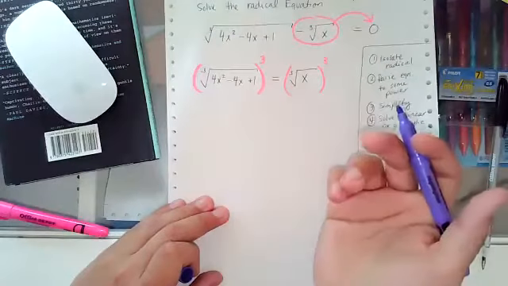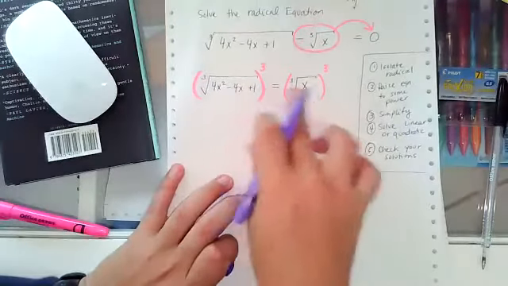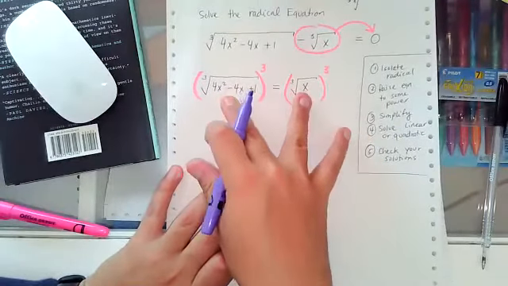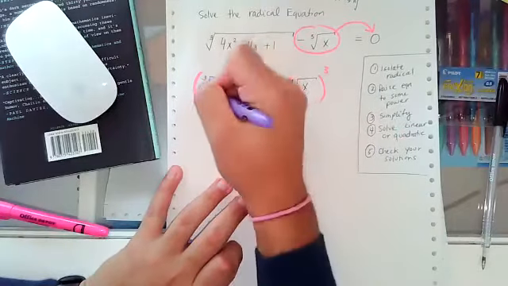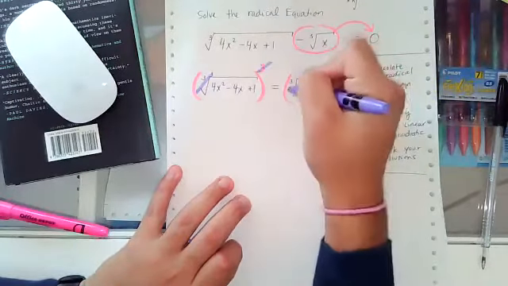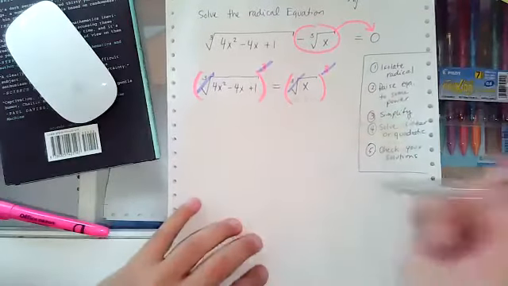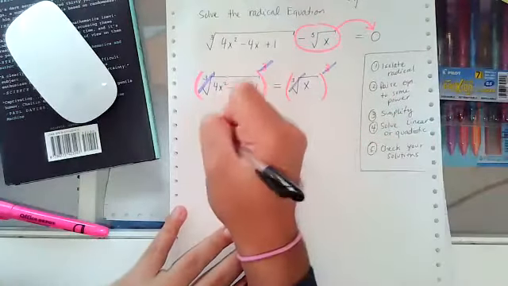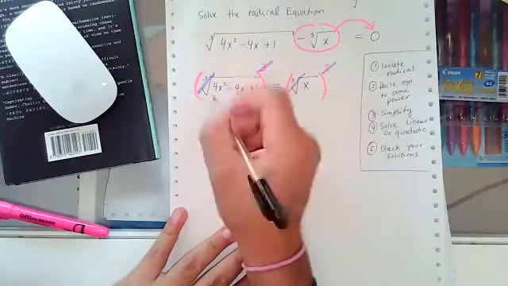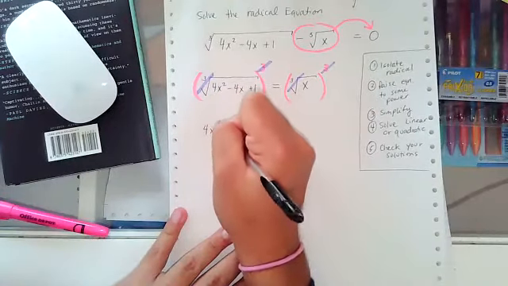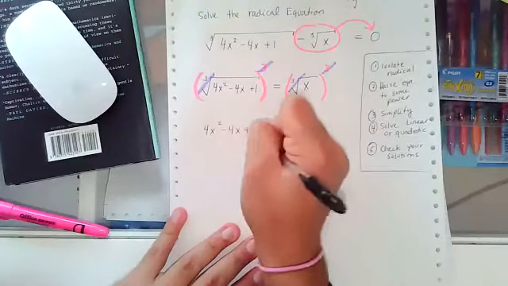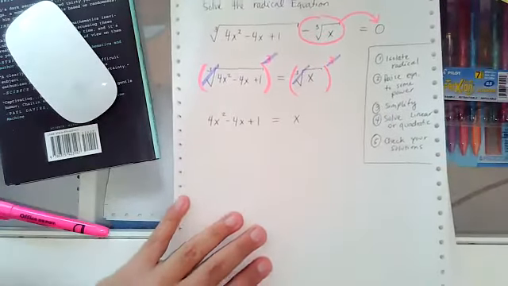Resume the recording. So once we've isolated our radical expressions, we can raise them to the appropriate power so that we cancel out our power and our radical. That will leave us with whatever expression is left over. It basically frees us from the radical. So we have 4x squared minus 4x plus 1, and that's equal to x.